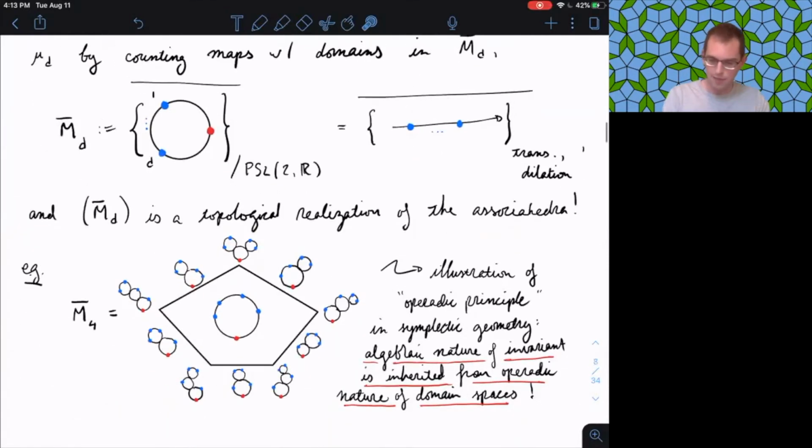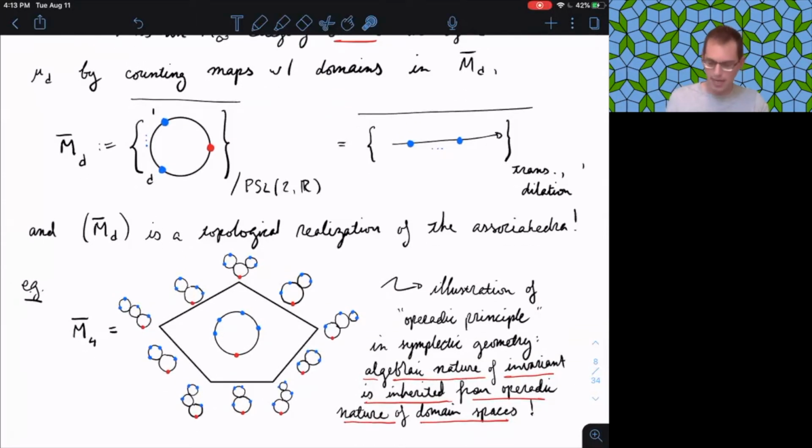And so what I want to emphasize here is that there's this principle when you're defining algebraic gadgets in symplectic geometry in the usual way, where you count rigid pseudo-holomorphic objects of one form or another, that the algebraic nature of that object, so for instance, in this case, the fact that the Fukaya category is an A-infinity category, is inherited from the nature of the domain moduli spaces, and particularly their operadic structure. And we'll see that again in section 2 when we talk about this more complicated gadget, the symplectic A-infinity 2 category.